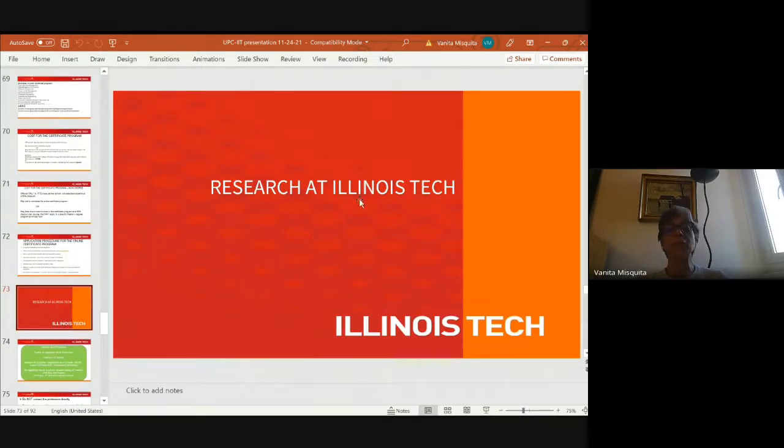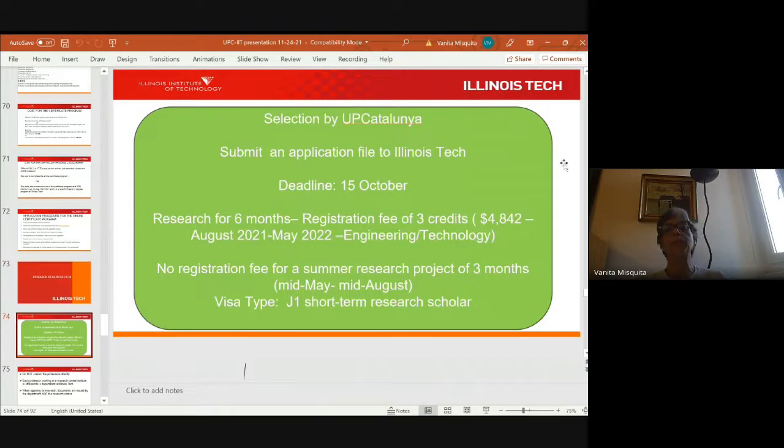The third option is research. If you're not interested in all the financial sacrifice that you and your parents will have to make, and you just want a taste of America and working in doing research in a lab, you can do your trabajo fin de masters at Illinois Tech for a period of 6 months. Again, you have to be selected by your school. Your school will send me your name and email address. The application process is simple. The visa type is different. It's called a J1 short-term research scholar visa.